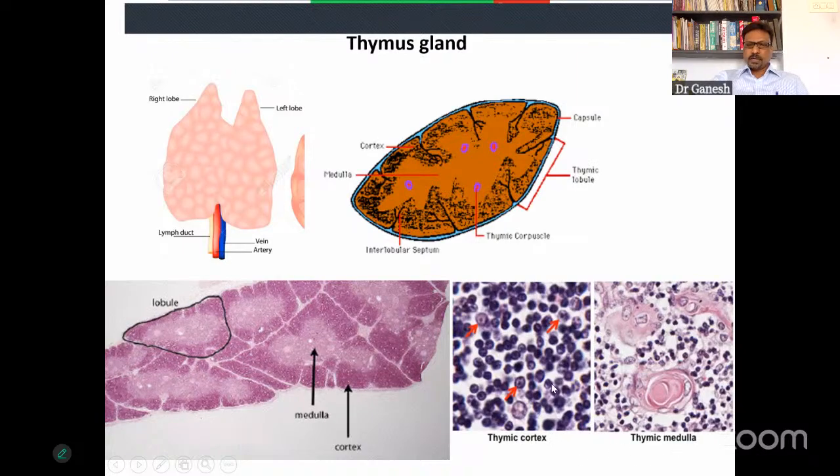And in the thymic cortex region, there are also some cells which are shown with the arrow mark here. These are called the reticuloepithelial cells. These are the cells concerned with production of endocrine hormones like thymosin, beta 4, thymulin, thymopoietin. And in the thymic medulla, these large structures are known as the Hassall's corpuscles. These Hassall's corpuscles are also known to be involved in the maturation of the T lymphocytes.